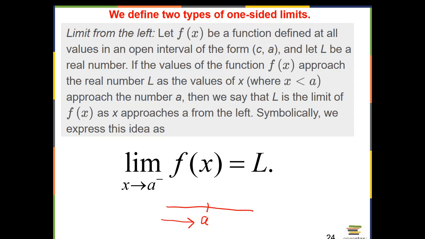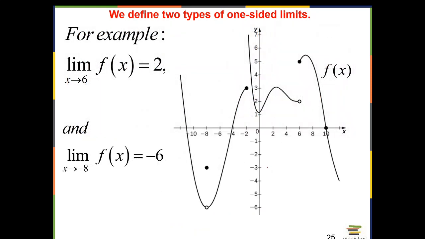Now, of course, somebody could have just put left on the top, but they didn't like this notation, so you come up with this notation. A with a minus on the top. It means approaching A from left. That doesn't mean negative A, right? Alright, so here's an example of left limit.